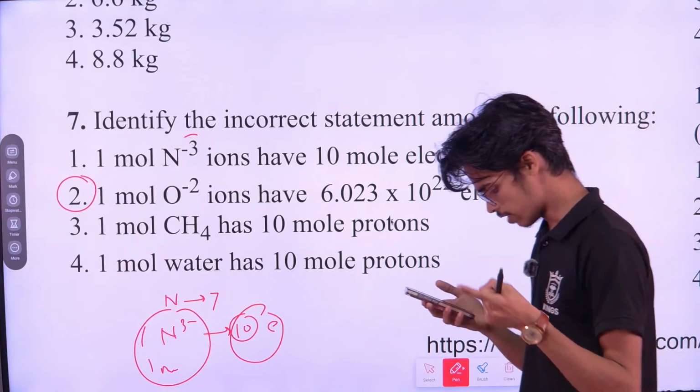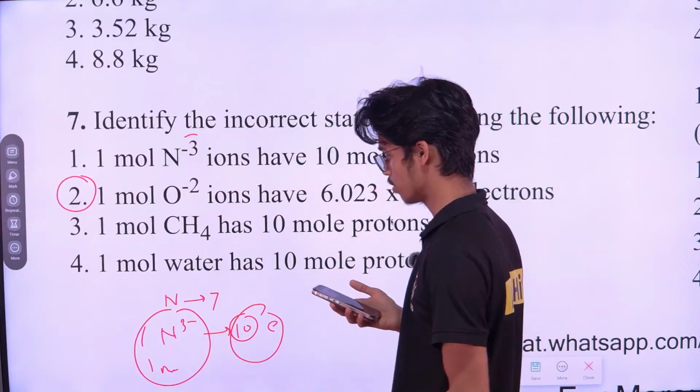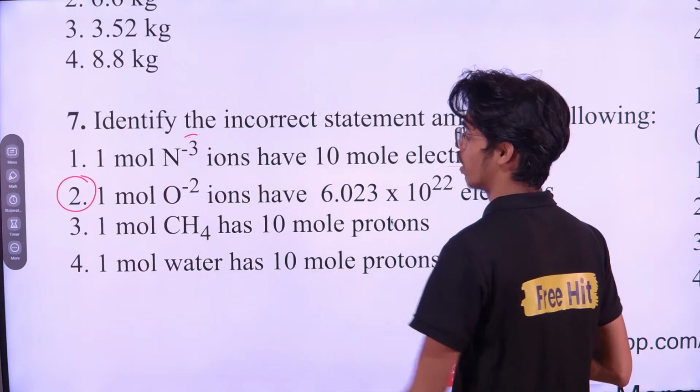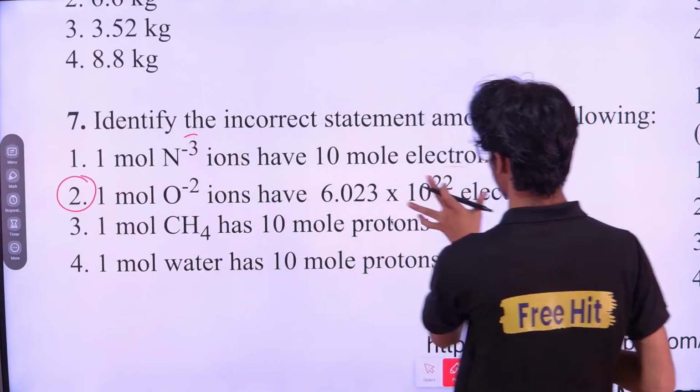Priya Jyoti, you have answered first. Option number 2. Kanishka, option number 2. Aishu, option number 2. Let's see. Everybody is saying option number 2 is the right answer. So 1 mole of O2 negative ions has this much amount of electrons.